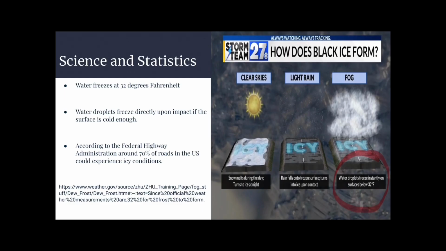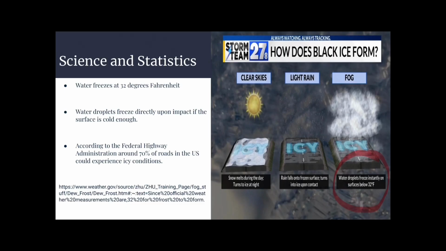So here we're going to be getting into some of the basics and the science behind how black ice actually forms. So what we find is that water freezes at or just below 32 degrees Fahrenheit. But something that is extremely interesting to me, and I actually didn't know this before researching the topic, is that what's important here is actually the surface temperature. So for black ice to form, the surface temperature needs to be at or just below 32 degrees Fahrenheit.